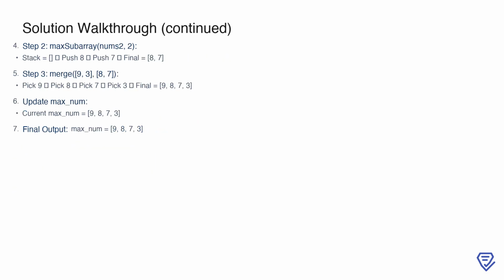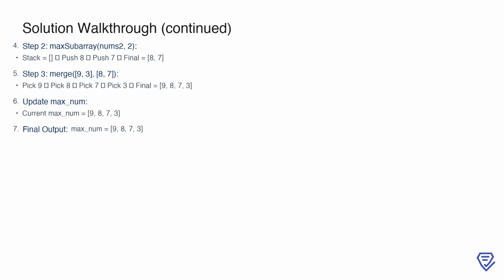Finally, we calculate the maximum subarray for nums2 with a length of 2. By traversing nums2, we push 8 and then 7 onto the stack, resulting in the subarray 8, 7. Now, we merge the two subarrays 9, 3, and 8, 7 into the maximum number. Comparing the leading elements, we pick 9 first, then 8, followed by 7 and finally 3, forming the merged result 9, 8, 7, 3.